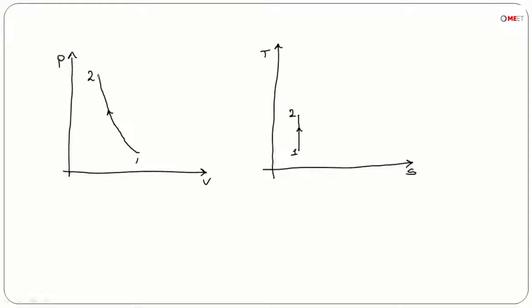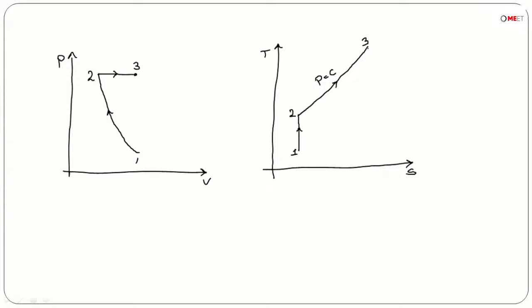2 to 3 is constant pressure heat addition. So when heat is added at constant pressure, the volume increases as the temperature increases. So process 2 to 3 in the PV diagram looks like this. And in the TS diagram, you will have constant pressure heat addition like this.